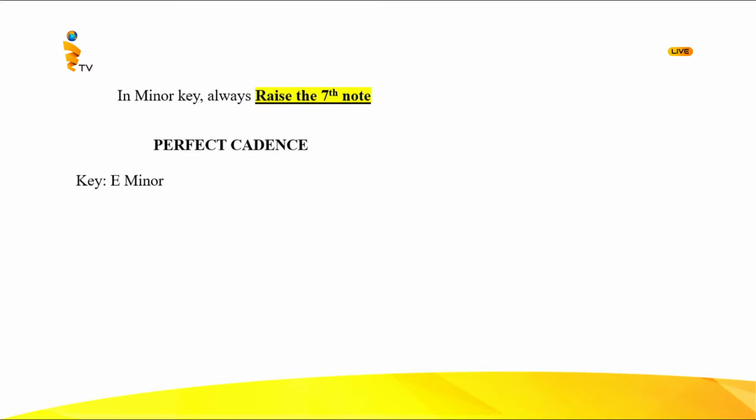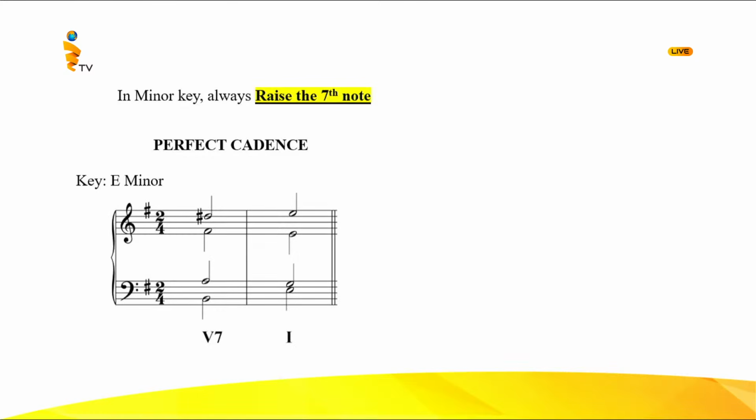So when you come to E minor, you know that you have to find the major key and you have to insert the key signature. So here E minor, the key signature is G major. G major has F sharp.